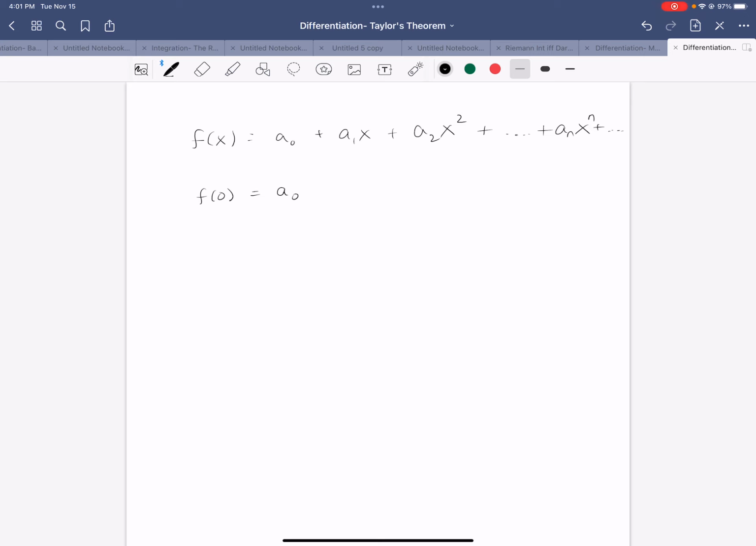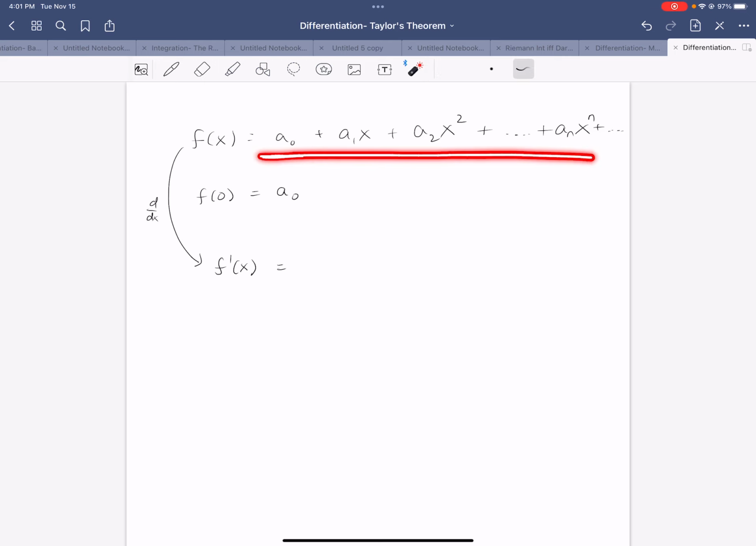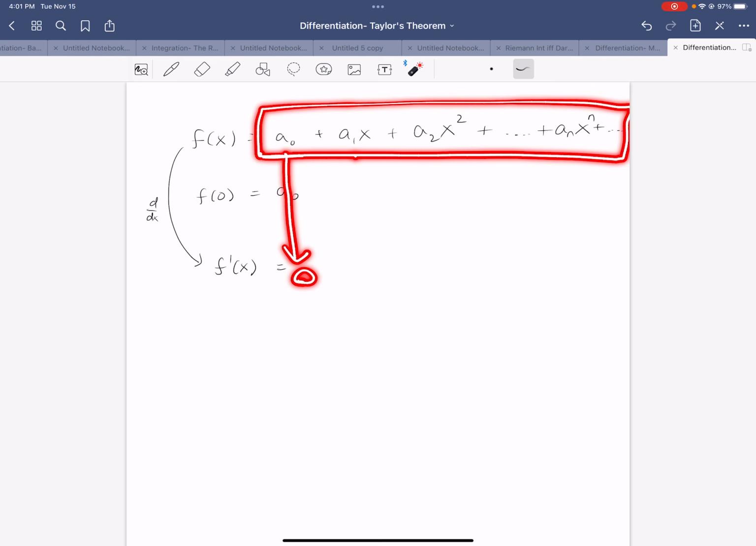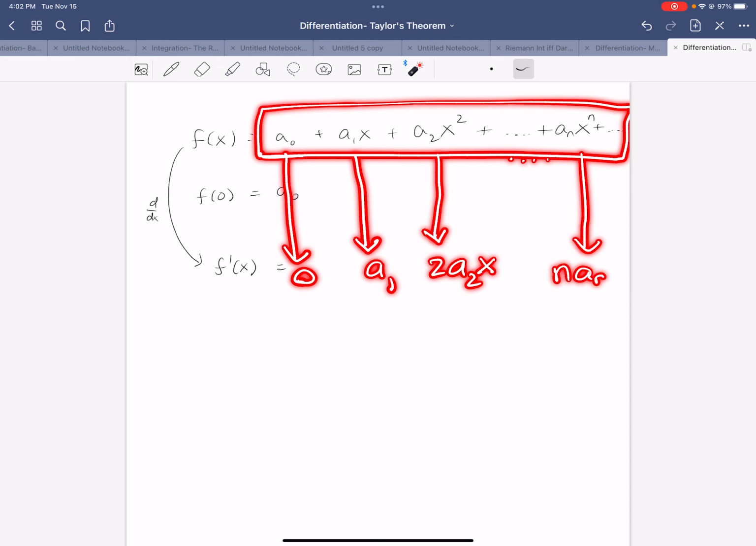And we can do this again by noticing that the derivative of f with respect to x, so f prime of x, is going to be, now remember we have our theorem that says we can just do term by term differentiation. The derivative of a naught is a constant, whose derivative is 0. The derivative of a1 times x will just be a1. This will give me 2 a2 x, dot, dot, dot. That will be n a sub n x to the n minus 1.